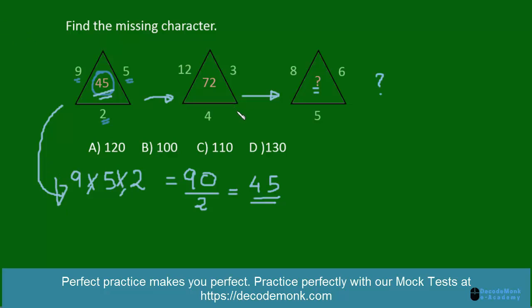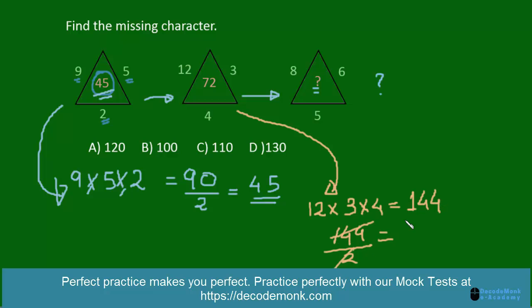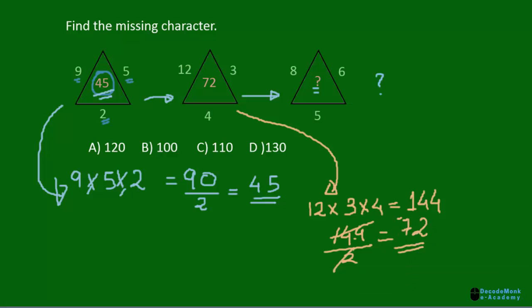Let us see if this same rule is followed by the numbers for the second triangle. So here again we will multiply 12 into 3 into 4, the numbers around the triangle, which is equal to 4 3s are 12, 12 12s are 144. Now let us divide this 144 by 2, 2 7s are 14, 2 2s are 4. Yes, so we see that the result is 72, which is inside the second triangle.